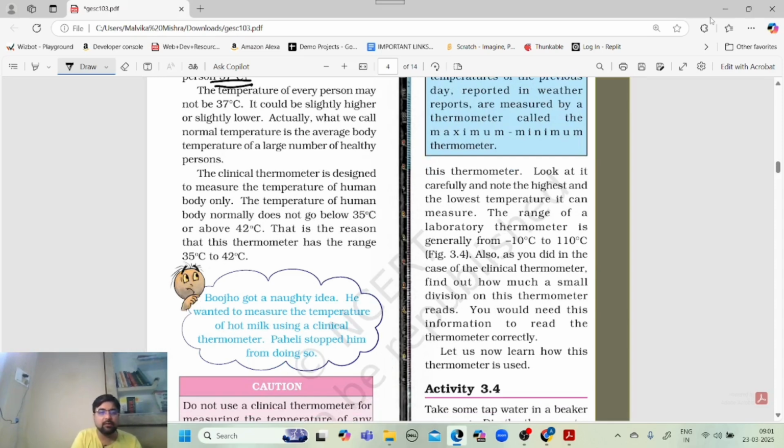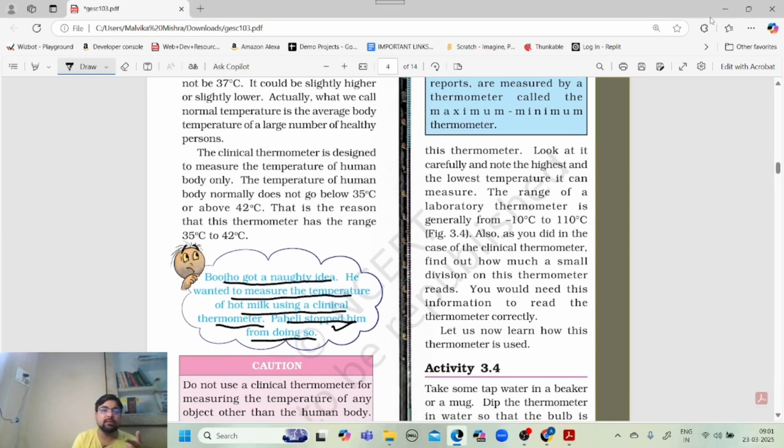Let's get what is written in that bubble. Bujo got a naughty idea. He wanted to measure the temperature of the hot milk using a clinical thermometer. Paheli stopped him from doing so. Why did Paheli stop him? Because Paheli knows that clinical thermometers are designed to measure the human body temperature only, and its limit is 35 degrees Celsius to 42 degrees Celsius.